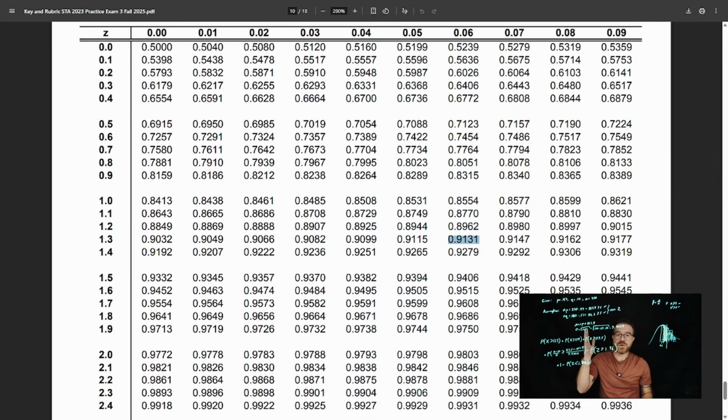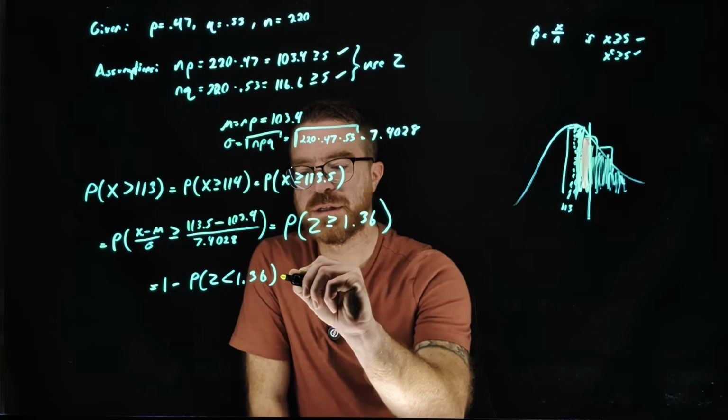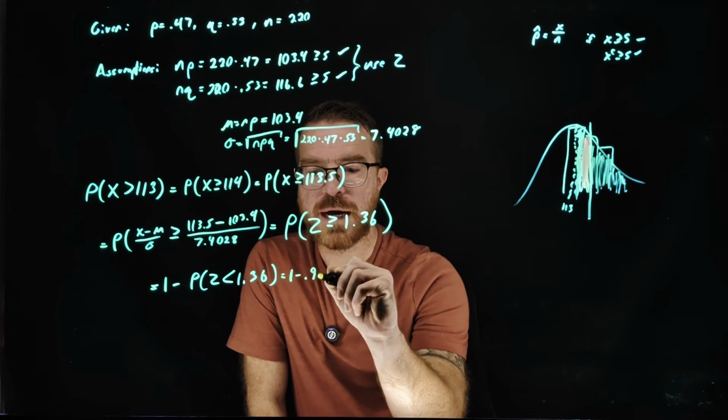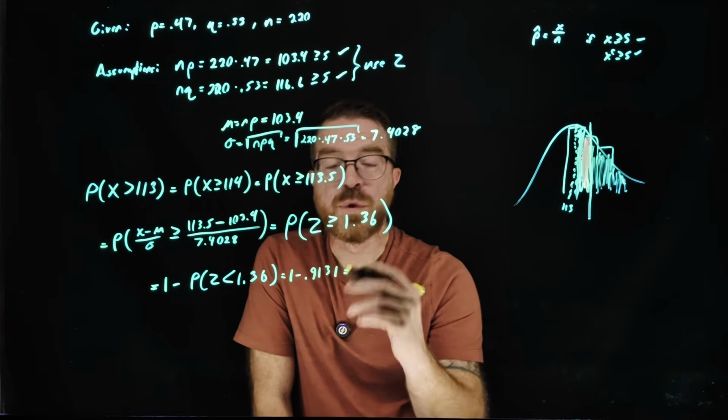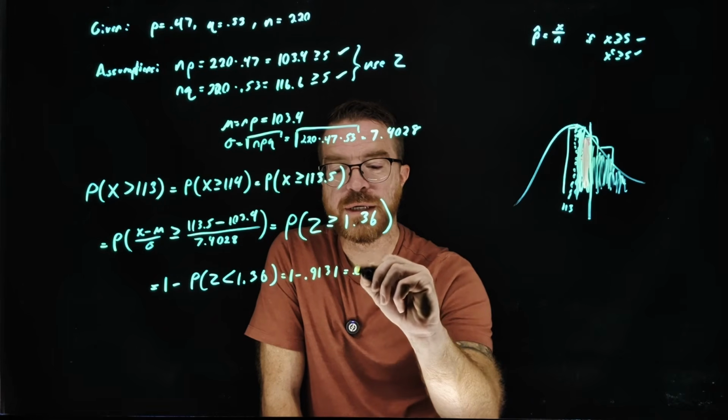Going to our z table, we go down to 1.3, we go over to 0.06, and we get a probability of 0.9131. So this is going to be 1 minus 0.9131, which then is going to give us a probability of 0.0869.